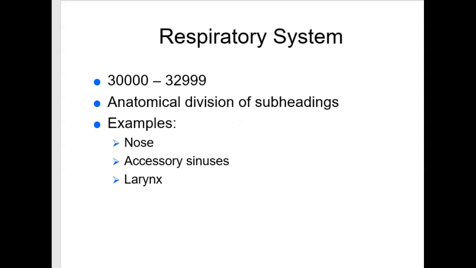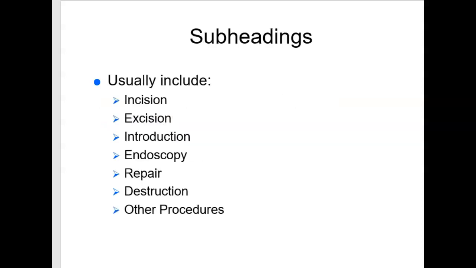So, a couple of things. Let's remember that it's in the 3000s. The subsections are divided by anatomy. An example of that would be that all your nose codes are going to be together, the accessory sinuses, larynx. Then it's going to start off with incision or excision, introduction, endoscopy, repair, destruction. So it very much goes in that same order for each anatomy site.